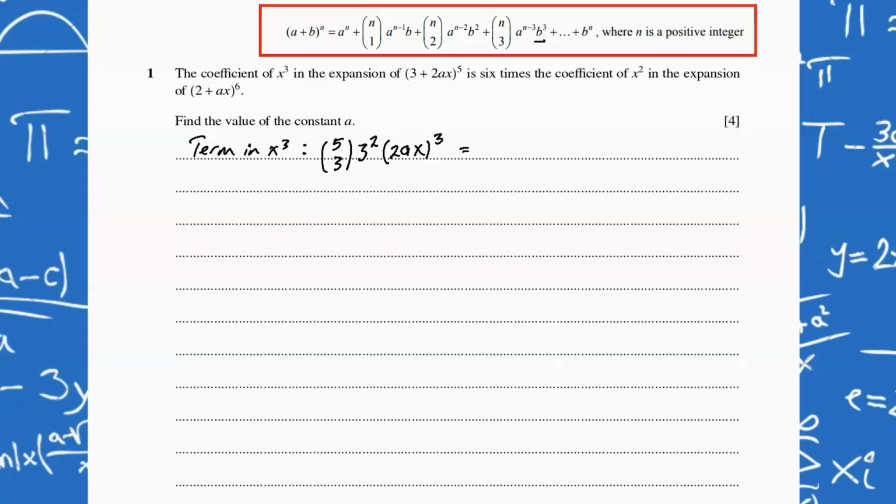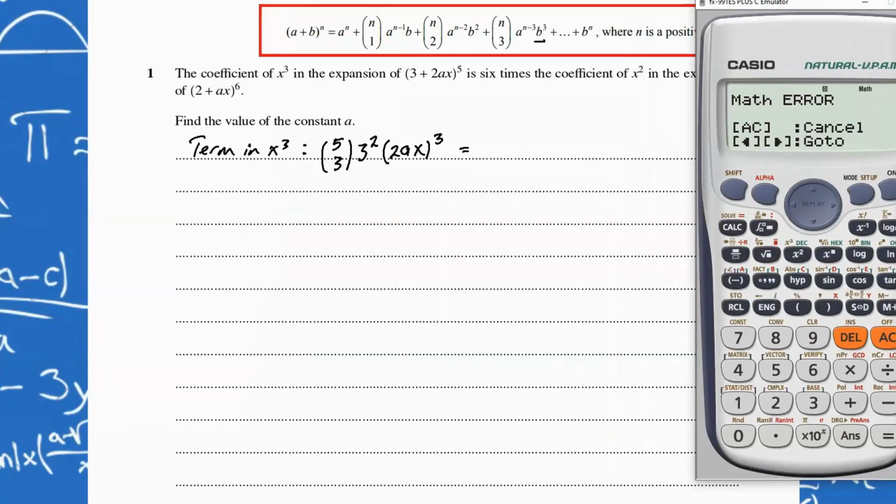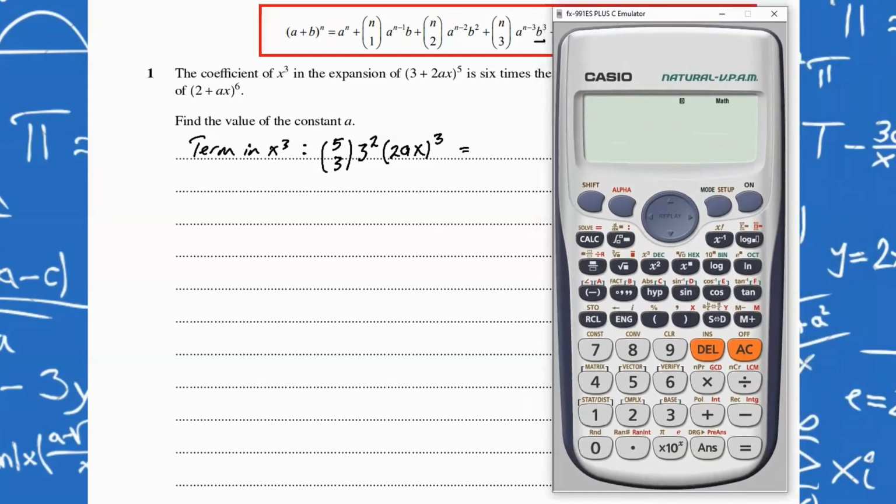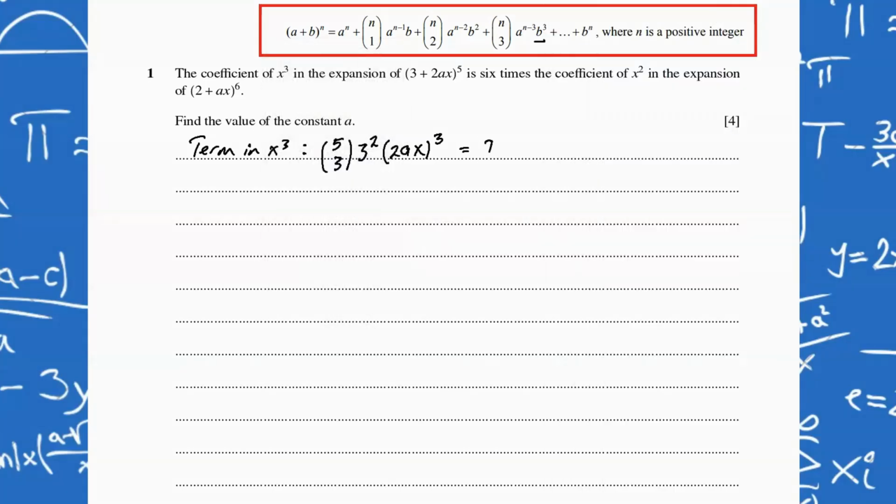We can simplify this using the calculator. So here I'll say 5 choose 3 times 3 squared, which is 9, then times 2 cubed, which is 8. And we get 720. So it's 720a cubed x cubed that we get.